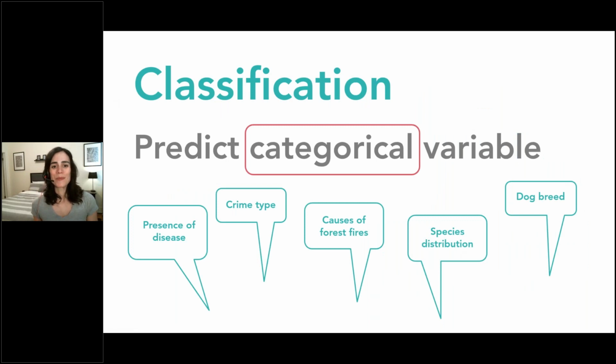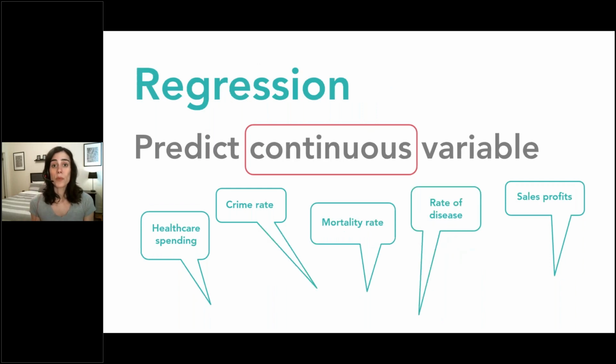So we can think of prediction in these two buckets: classification and regression. Classification is when you want to predict a categorical variable. So presence or absence of something is a category, yes or no, pass, fail. Crime type is an example, species distribution. Dog breed is a silly one that I'll use as an example a little bit later. And then regression is when we want to predict a continuous numeric variable. That's going to be something like healthcare spending, mortality rate, sales profits.